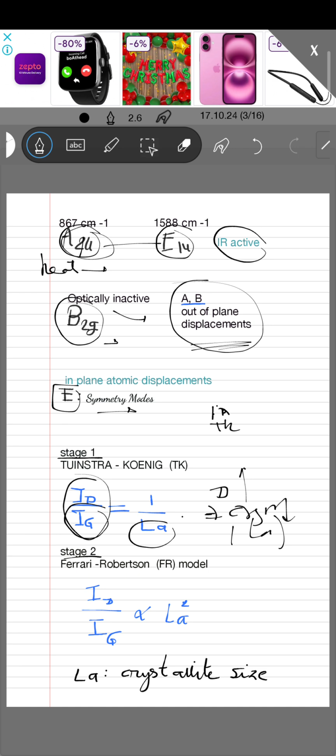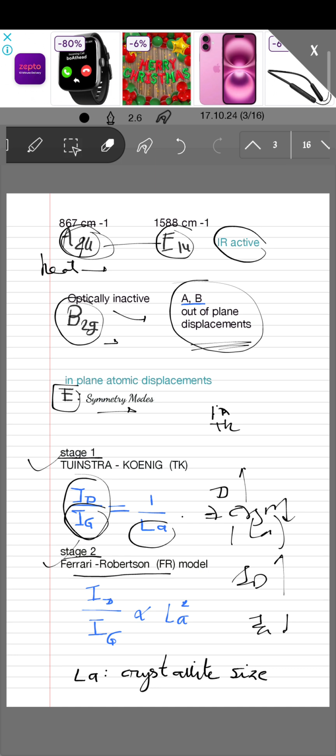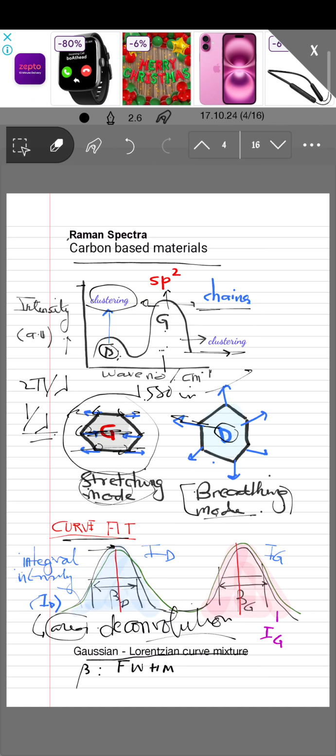But the Ferrari-Robertson model actually predicted quite the opposite. They say that if the crystallite size increases, the ID values are also increasing and the IG values are decreasing. Now these two relations are both correct. The reason is that they apply to different stages of the Raman behavior of carbon growth. This is explained here.